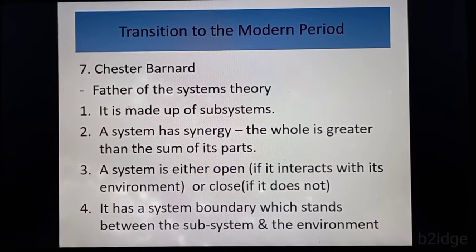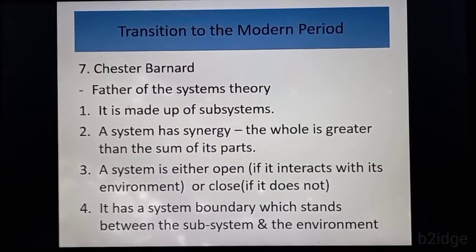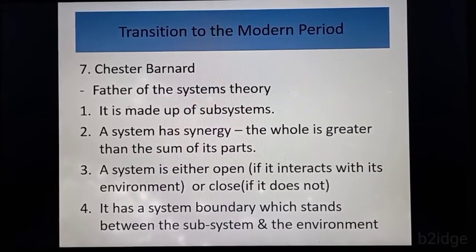Then there is Chester Barnard. We are now in the transition to the modern period. Chester Barnard is the father of systems theory. According to Chester Barnard, management is made up of subsystems.